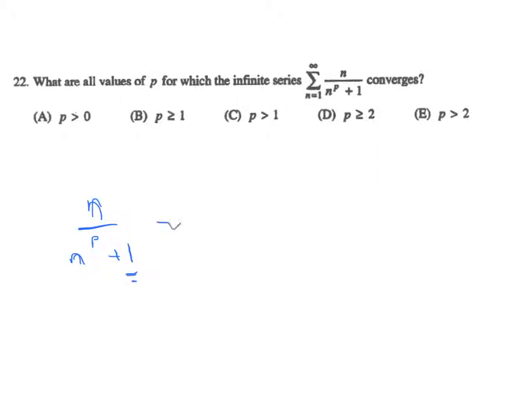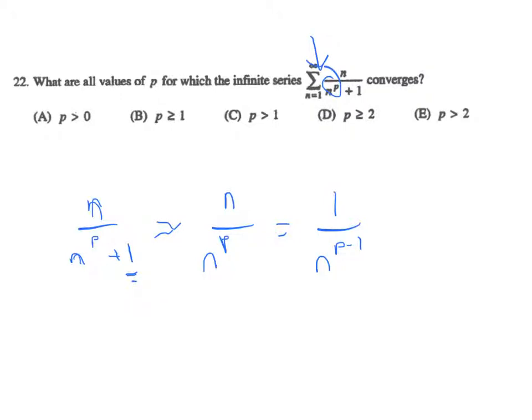As n gets big, this 1 is going to matter less and less. So this is going to be kind of similar to n over n^p, which is going to simplify to 1 over n^(p-1). And this now comes down to a p-series test. And actually we'll hint that it's a p-series, in that they used p there. They could have used lots of variables there, but they used p. So I think they're giving you a little bit of a hint.